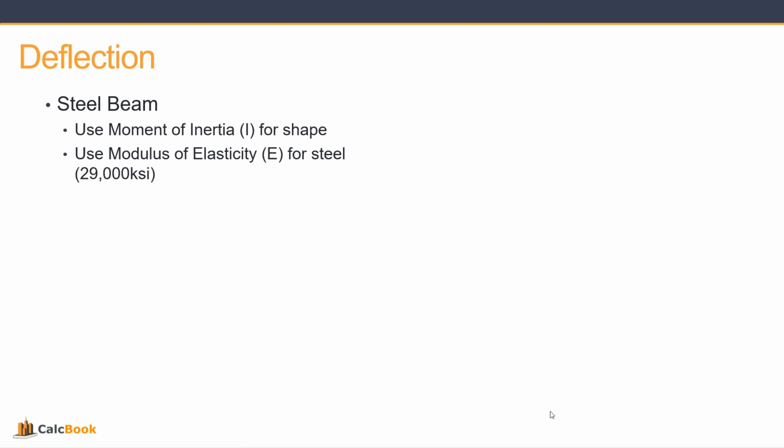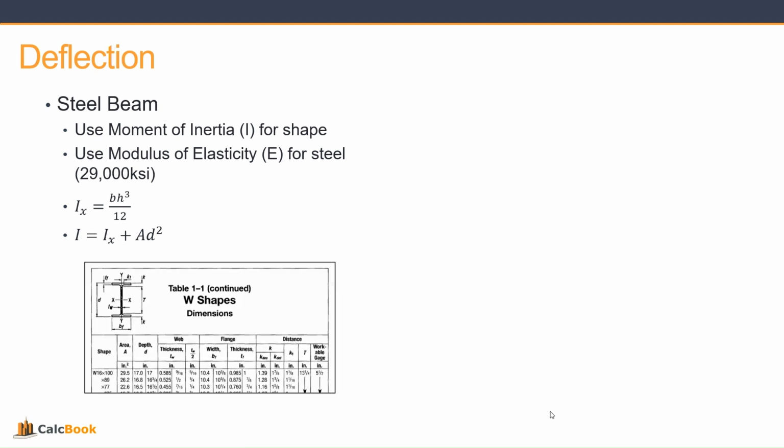Let's talk a little bit about deflection before we do any problems here. Let's look at both steel beams and concrete beams. For steel beams, it's pretty straightforward, right? We use our moment of inertia and our modulus of elasticity for steel. For moment of inertia, that's going to look like your BH cubed over 12 and then the parallel axis theorem, things like that. But for most steel beams, pretty much anything that we use out of the book, we're just going to go to the tables and pull the moment of inertia for that specific shape.